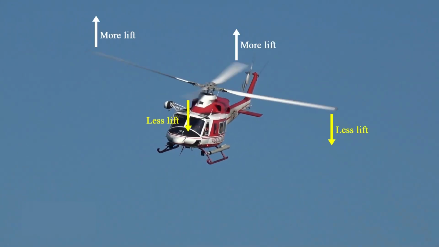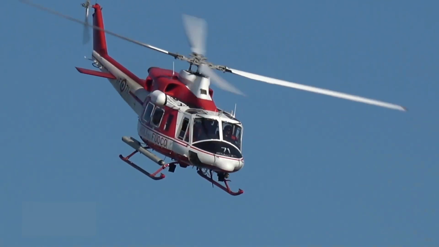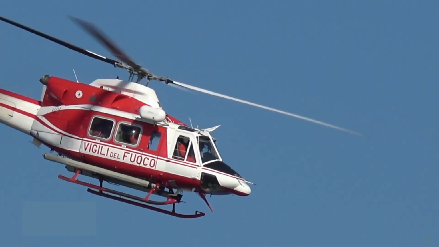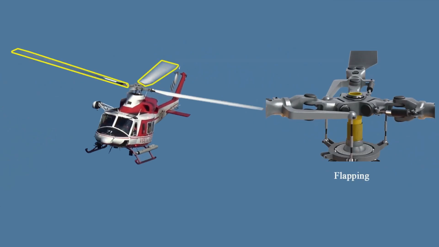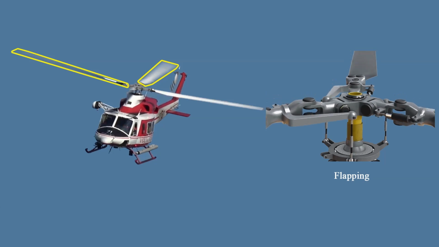By creating more lift in the back than in the front, and more lift on the right than on the left, the helicopter can be in forward flight and banking to the left. The rotor blade in the rear and the one on the right are both in an upward raised position, meaning they have both experienced the condition called flap.